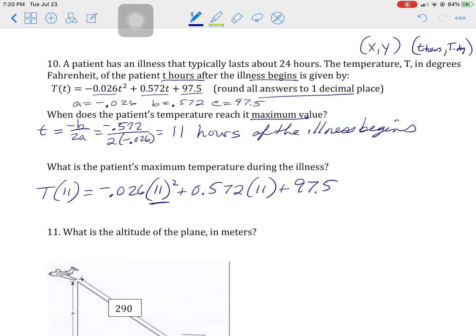Make sure you're getting that 121 times that first. That should come out to, that one is a decimal. And that makes sense. You can have a temperature of 100. Apparently, when you get this kind of illness, your temperature 11 hours after the illness begins will get to 100 degrees, a little more, 100.5, so that seems reasonable. Okay.